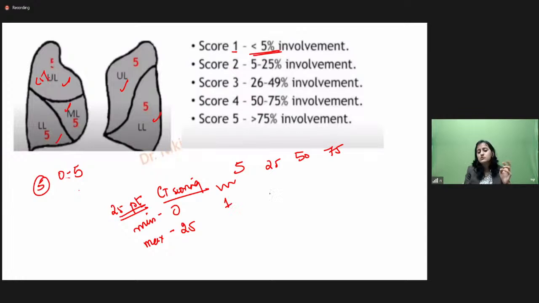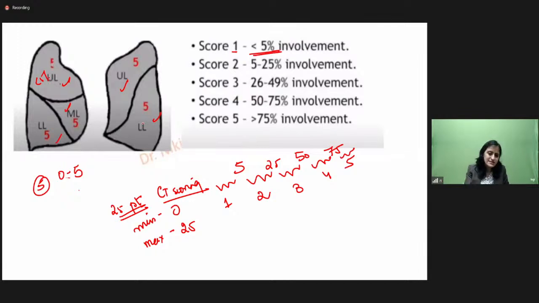5 to 25 is score 2. Then the next one, up to 50%, 26 to 49 is score 3. Then we have score 4, and then we have score 5. So 5, 25, 50, and 75: less than 5, 5 to 25, 26 to 50, 50 to 75, and more than 75. So this is how the scoring is done.